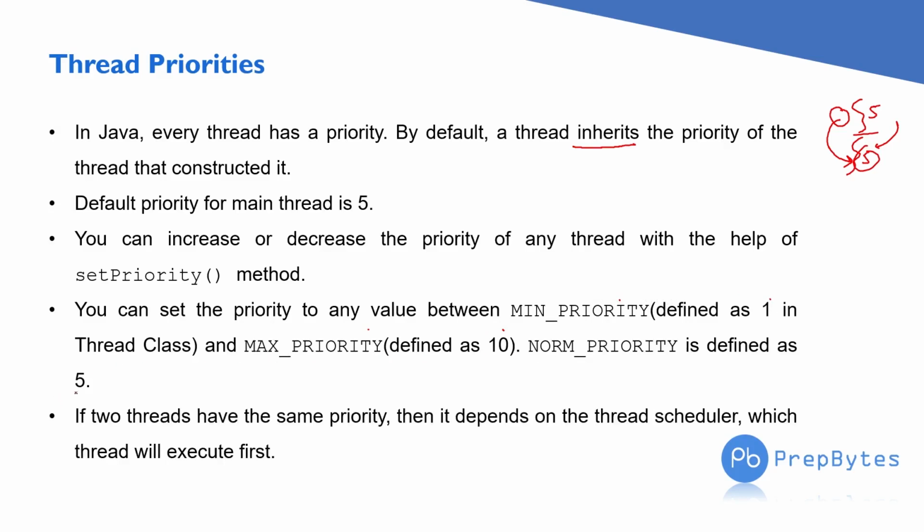If two threads have the same priority, then it depends on the thread scheduler which thread it will execute. Now if my thread scheduler is using a preemptive priority algorithm, then based on priority it will give the chance to a thread to execute. So if one thread has priority 1 and another thread has priority 7, obviously the chance will be given to priority 7. If both threads have the same priority, then again we cannot expect the output. It depends on the scheduler which thread it will give the chance to execute.